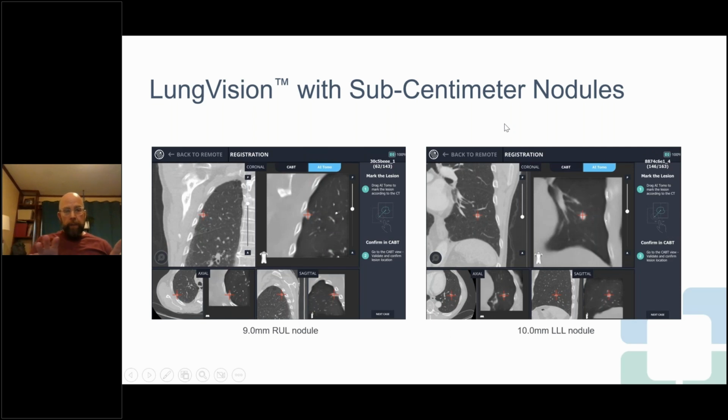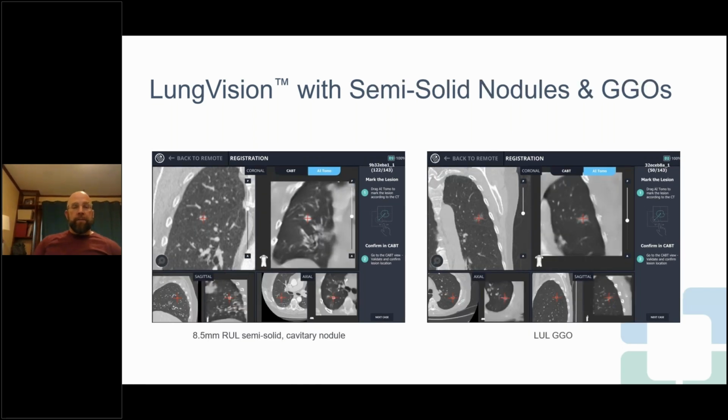Now we've seen a couple of these that are solid, but what about those that are part solid or even a ground glass? Well, even on those, we've got really good definition. This one is a central cavity. You can't see it so well because the marking sits right through it, but even on that, these two images are pretty darn close together. And again, this is just from a plain old C-arm.